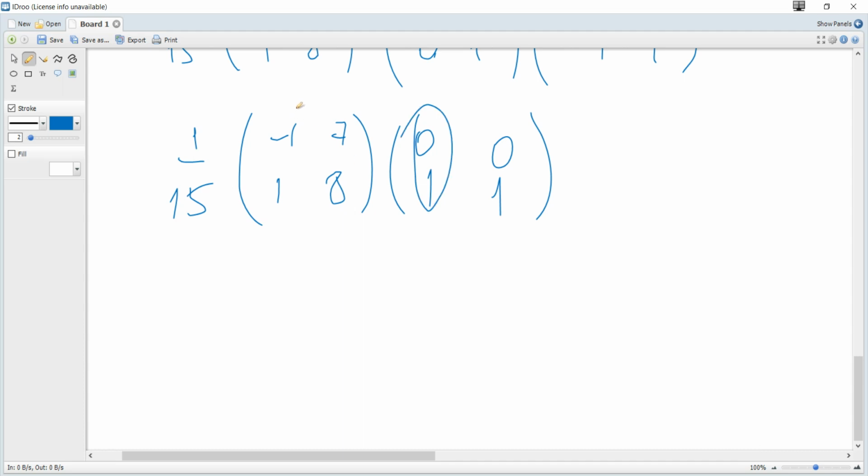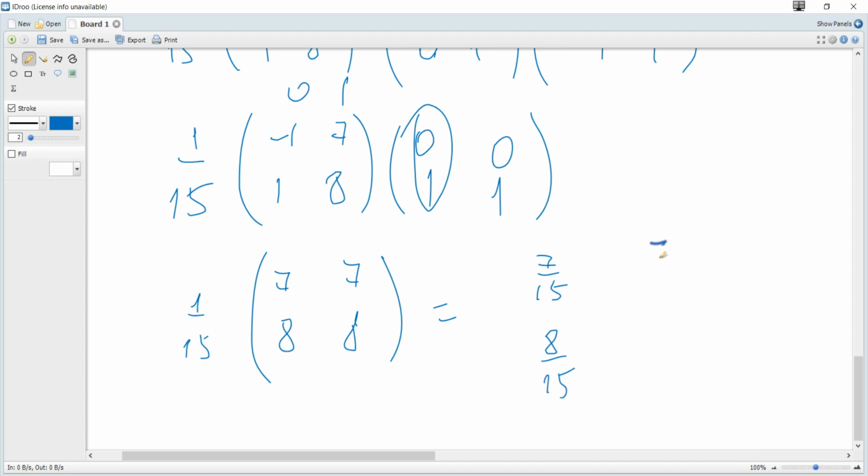And again 0, 1, we get what? 7, 8, and you can see 7, 8, and 1 over 15 as a common factor, so it becomes 7 over 15, 8 over 15, 7 over 15, 8 over 15. And you can see we get the same steady state matrix and steady state vector.